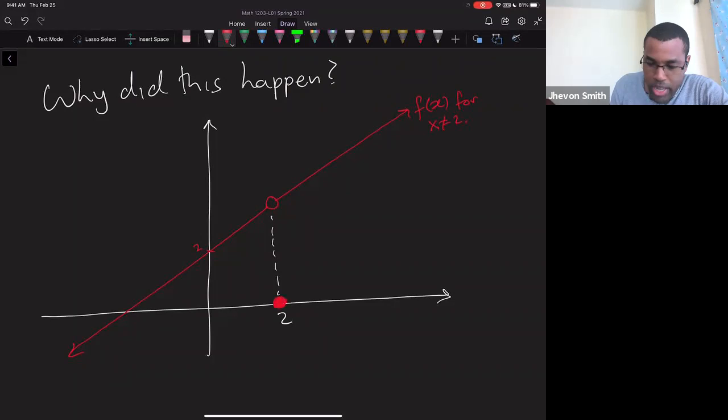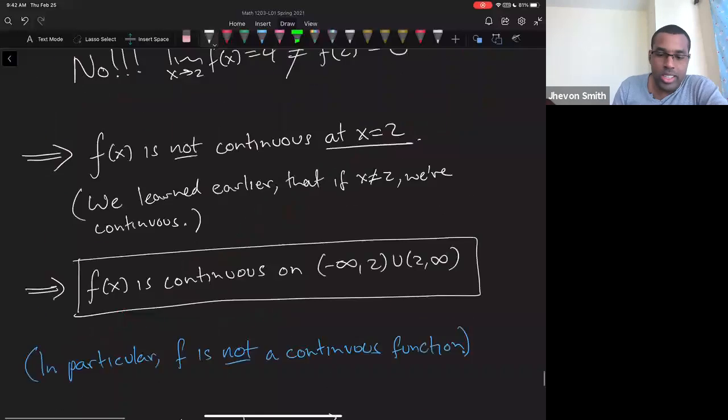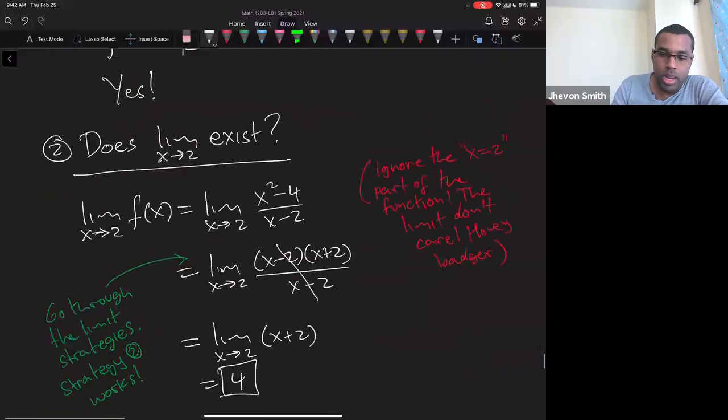Now, clearly, by me drawing that picture, you'll know that's not continuous. I literally had to lift my pencil up to come down to the x-axis, fill in that point, then come back up and start drawing again, right? So that's what happened. The thing wasn't continuous, right? We know that x squared minus 4 over x minus 2 is not continuous at 2.